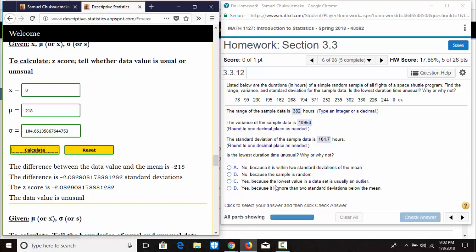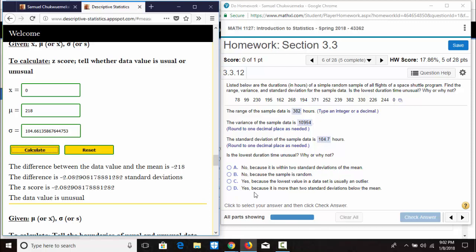C, yes, because the lowest value in a data set is usually an outlier. No, we eliminate C. For us to find outliers, we have to find the fences. Remember, it is an outlier if it is less than the lower fence, or if it is greater than the upper fence. So fences identify outliers. So C is incorrect.